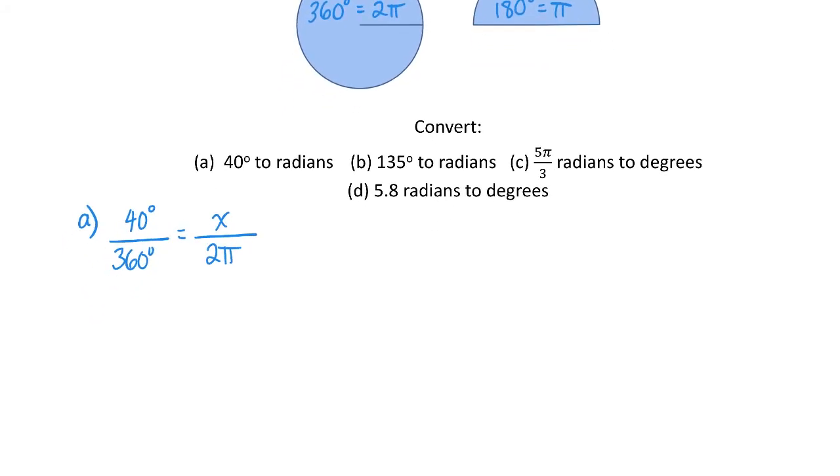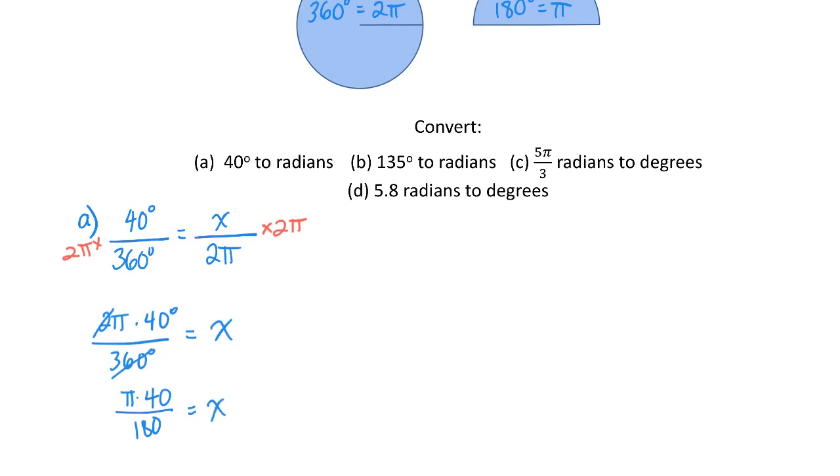I'll do this one with the 360 and you'll see how it simplifies. To solve this, we multiply both sides by 2 pi in order to isolate x, leaving us with 2 pi times 40 over 360 degrees. These are both degrees. And this equals x. So we can simplify a little bit. Notice the 2 and the 360, I can divide those. So I have pi times 40 over 180, and that's equal to x.